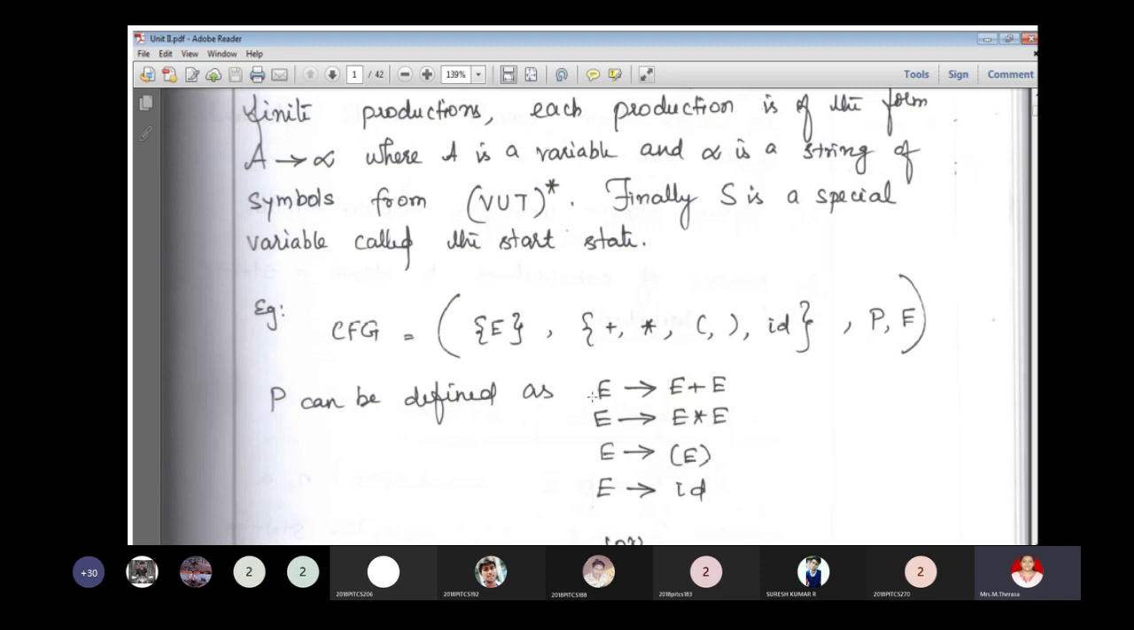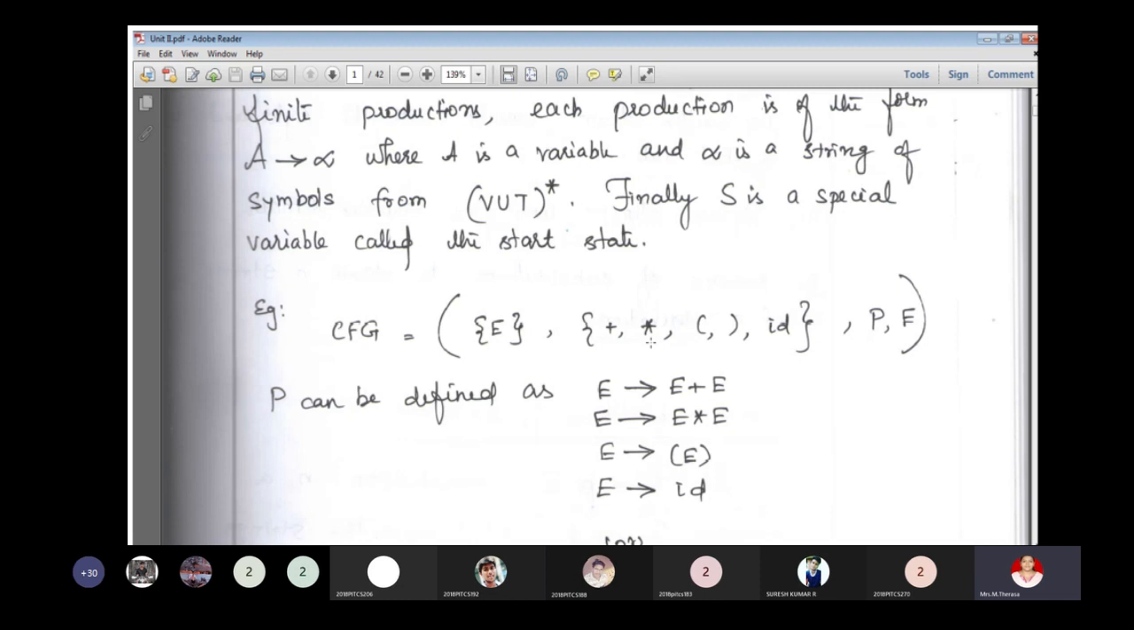Look here, on the right hand side of the production, you may have combinations of variables and terminals, whereas on the left hand side, you should have only one variable. And here the start symbol is E. So here you have only one variable, which is going to be the start symbol. So what does the grammar represent? This grammar represents the expression grammar. That is why it is represented with the capital letter E. Okay, so E tends to E plus E.